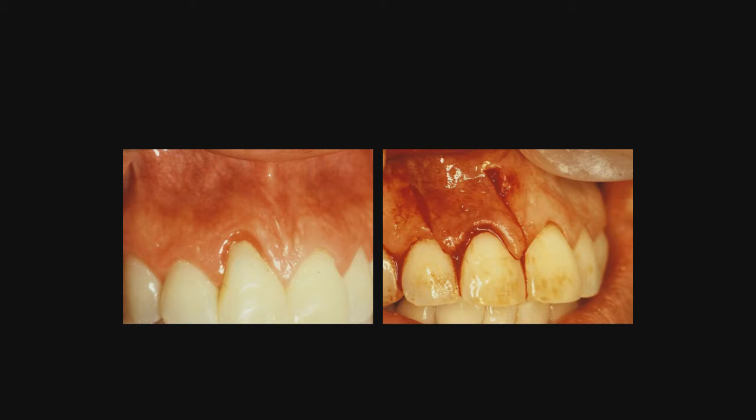Here we see recession on a central incisor, and we are coronally positioning the tissue in an oblique position to gain the root coverage that we desire. Please note that the incisions are parallel and oblique, and notice that they do avoid the frenum, which we do not want to coronally position.